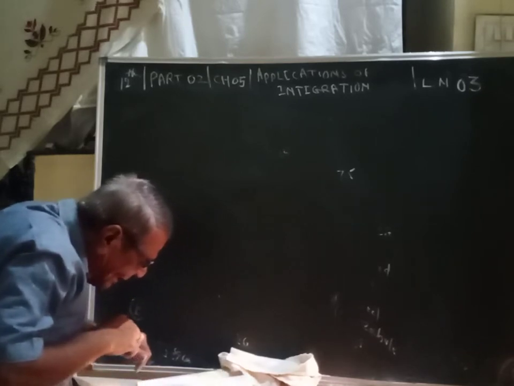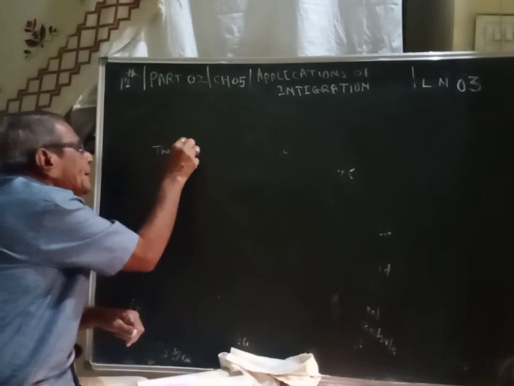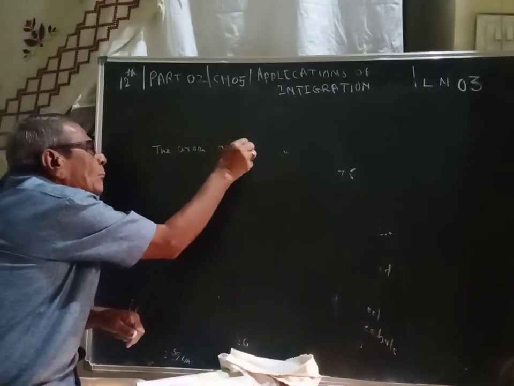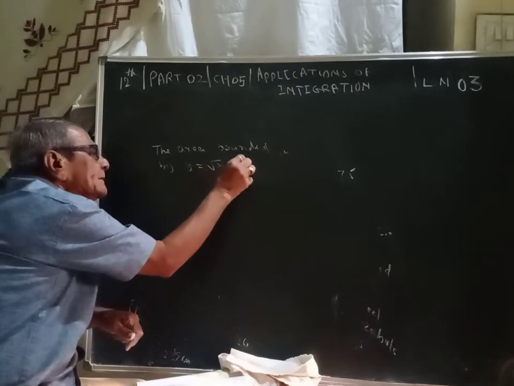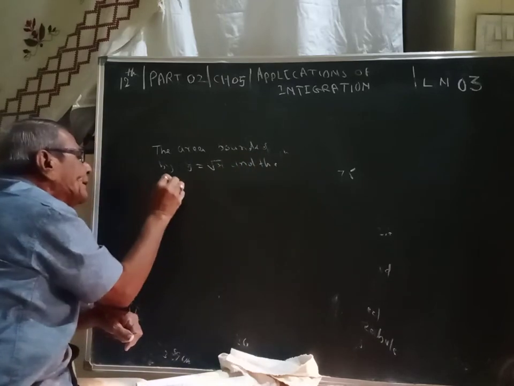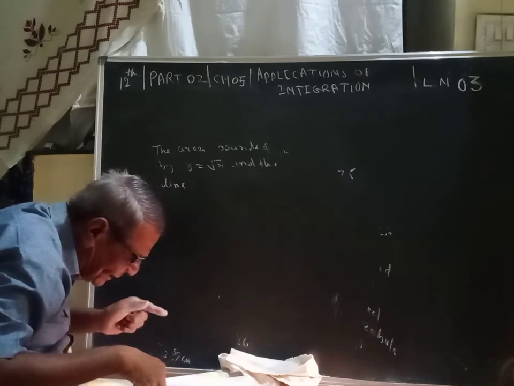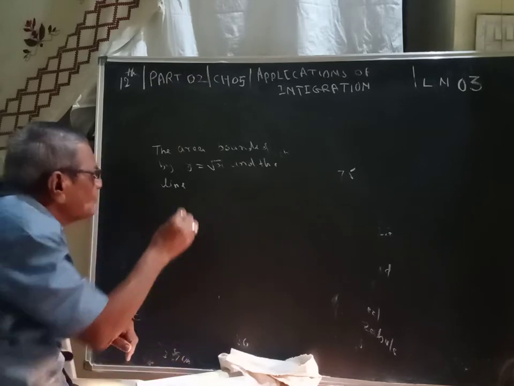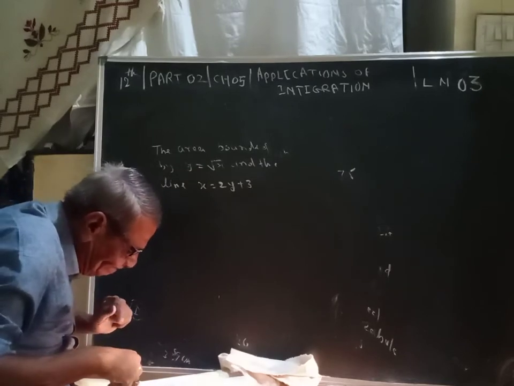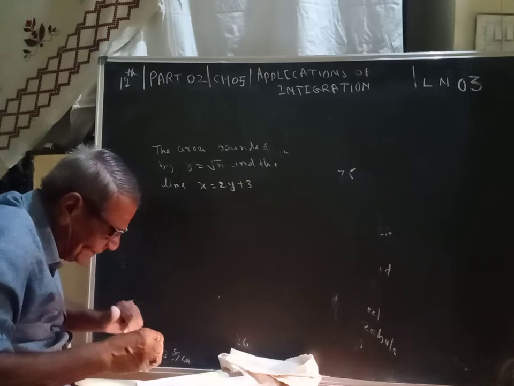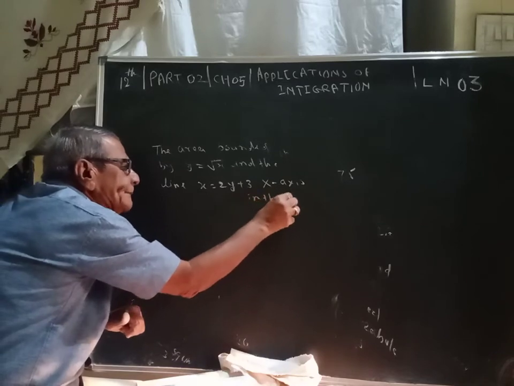The area bounded by y is equal to root x and the line x is equal to 2y plus 3, and the x-axis, in the first quadrant.